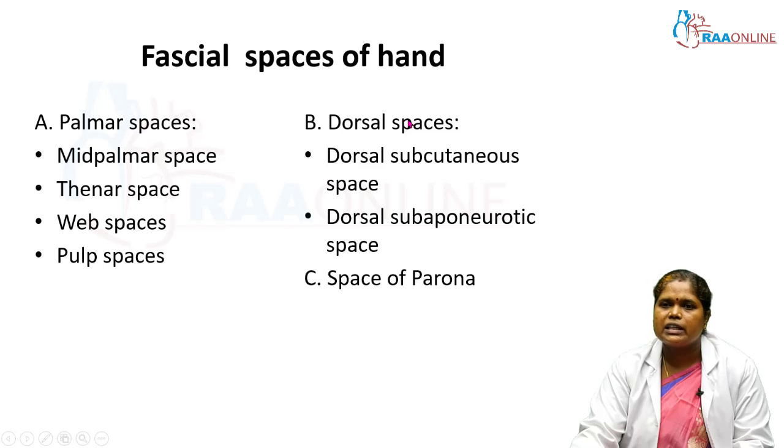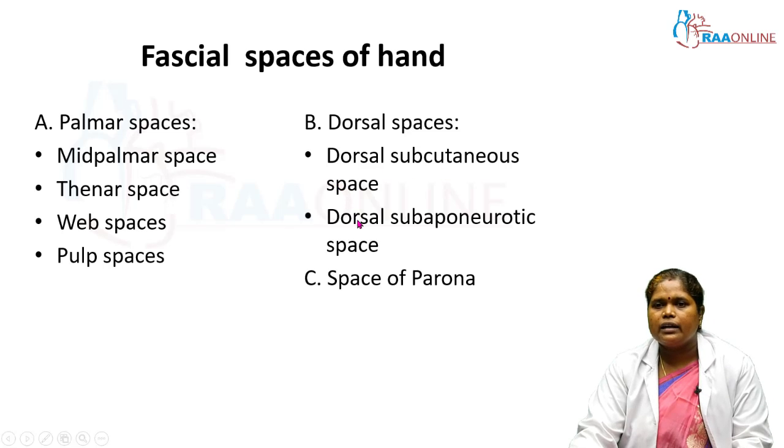On the dorsal aspect, we have two spaces. The superficial one is known as the dorsal subcutaneous space, and somewhat deeper is the dorsal subaponeurotic space. These two spaces are present in the dorsum of the hand. And we have another space known as the space of Parona, which is in the lower part of the forearm, the front of the forearm.